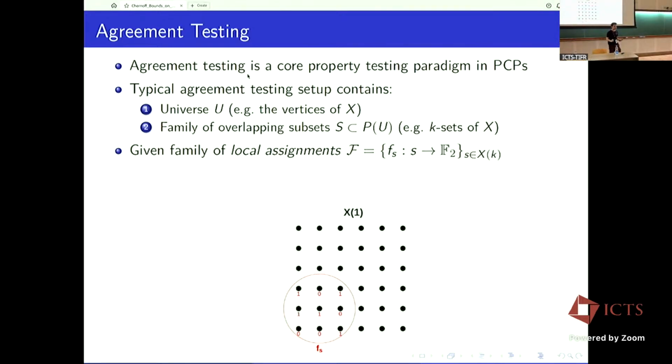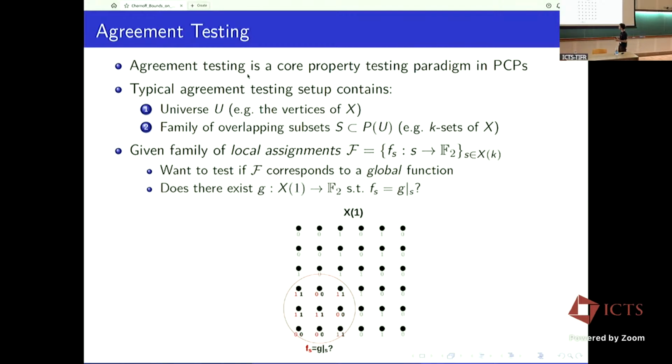People who were here last week have seen this before. Our goal is to test whether all these local overlapping assignments really correspond to a single global function on the vertices of the complex. So we'd like to infer: does there exist some G, some function on the vertices, such that f of s, locally, is really just the restriction of G to that particular subset?